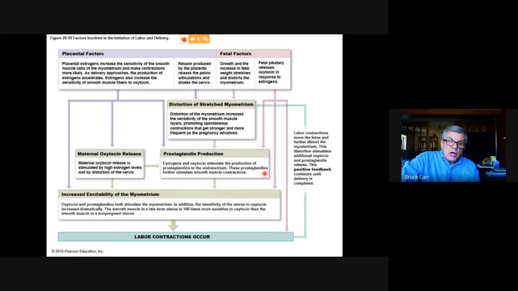And prostaglandin production is a following enzyme, and they will stimulate these cyclical contractions, making them more intense and closer together. This sensitivity that's developing in the myometrium progresses as these hormones climb up and reach a critical stage. And late term, it says here the uterus is 100 times more sensitive to oxytocin than the smooth muscle in a non-pregnant uterus. So labor contractions begin, as I said, mild and far apart.